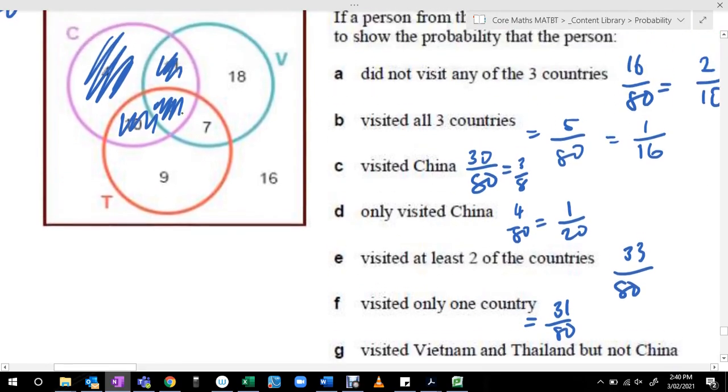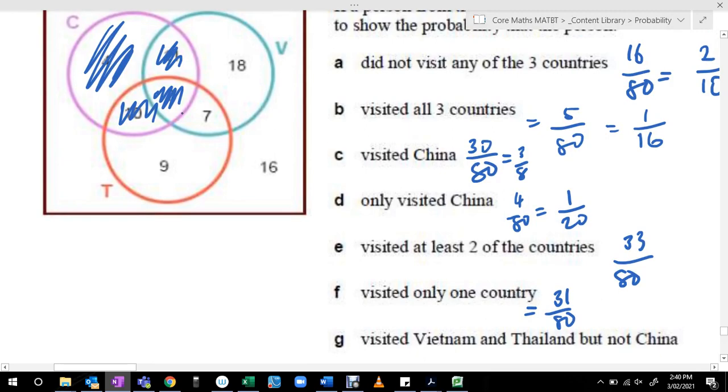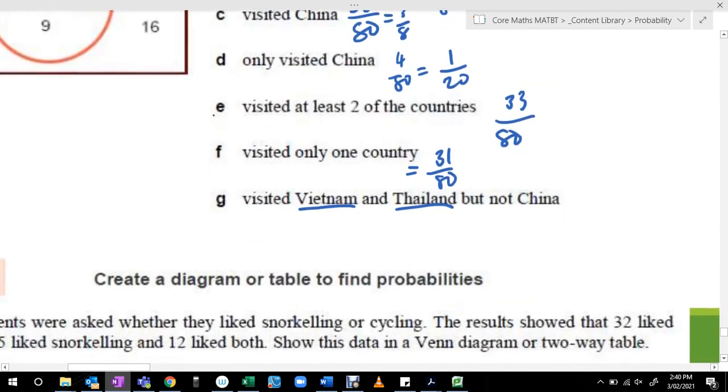Okay, now, this one's a little bit of a tricky one because it might be hard to decipher, but it's saying Vietnam and Thailand. So which one am I looking at? Just the intersection. Good. Vietnam and Thailand, but not China. So that would be 7 out of 80. Easy.